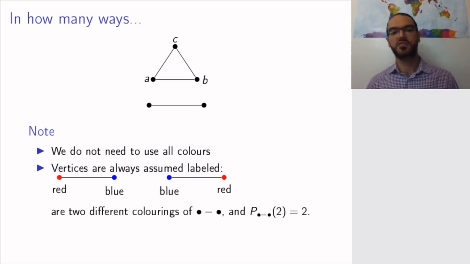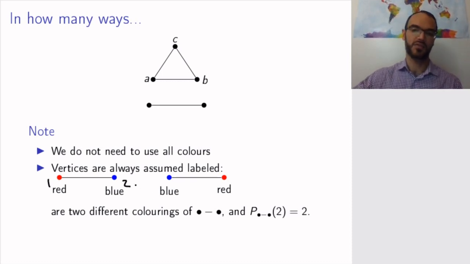Secondly, we always assume the vertices to be labeled in this count. So coloring the first vertex red and the second vertex blue is not the same as coloring the first vertex blue and the second vertex red. We assume that we have labeled the vertices so that they are different. 1 and 2, I mean, they are different, but we don't identify these 2 things. So indeed, there are 2 colorings with 2 colors because you choose whichever color you want for the first, red or blue, and then the second has no choice.